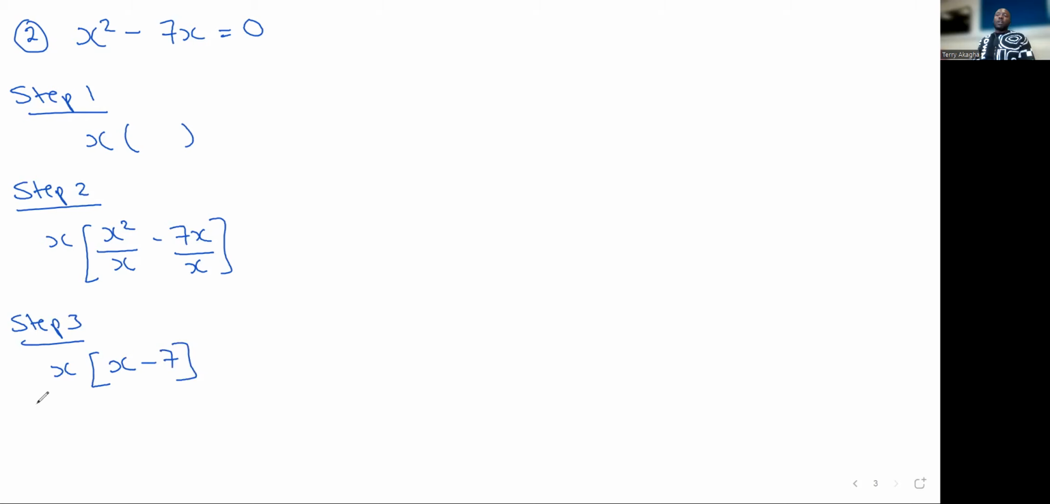Okay? That means we're done with factorization, but usually they will ask you to solve, okay? So if it's factorization, you have to just stop here. But if they say find the value for x, you then have to go to step 4 and 5. So step 4, we then have to equate each of these to be equal to 0. So that means we're going to have x is equal to 0 and x minus 7 is equal to 0.